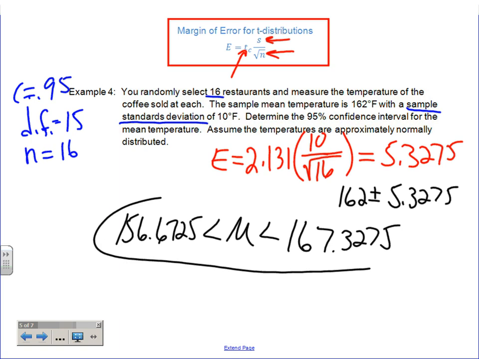Now remember, that means that if I did this, say, 100 times, 95 of the intervals that we came up with would actually have the true mean in it. We don't know the true mean, but we know from all our experience that 95% of the time, the actual mean would be in that interval somewhere. It could be 157. It could be 160. Who knows? It could actually be 162, which is the sample mean. But we really don't know. But we're trying to get an interval that we're 95% sure will contain it.